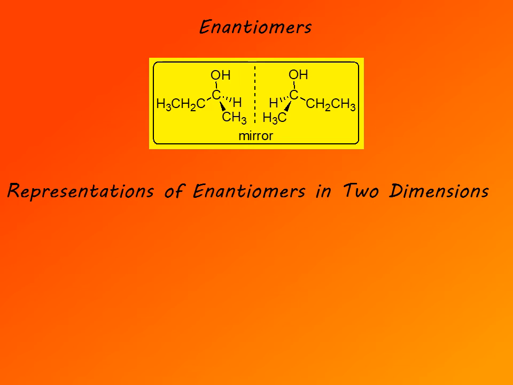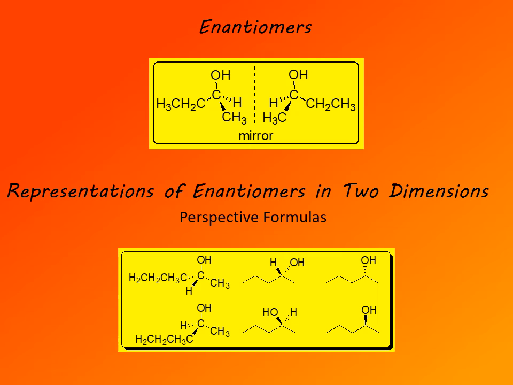To represent enantiomers in two dimensions, we can use perspective formulas, and here are several ways we can represent enantiomers. In this case, we have two enantiomers of 2-pentanol. The top row shows one enantiomer and the bottom row the other enantiomer. So all of these are perspective formulas. On the left we have a condensed drawing, and in the middle and on the right there are line drawings.